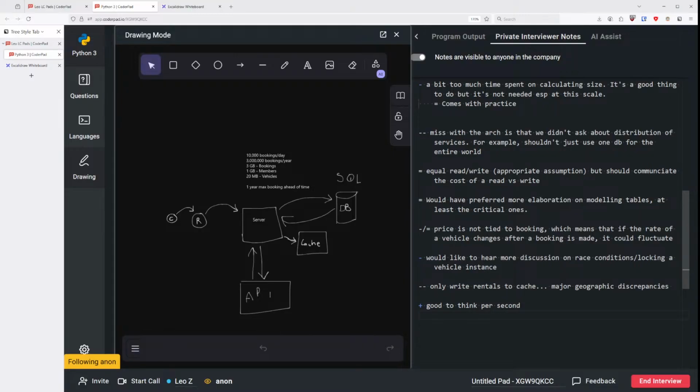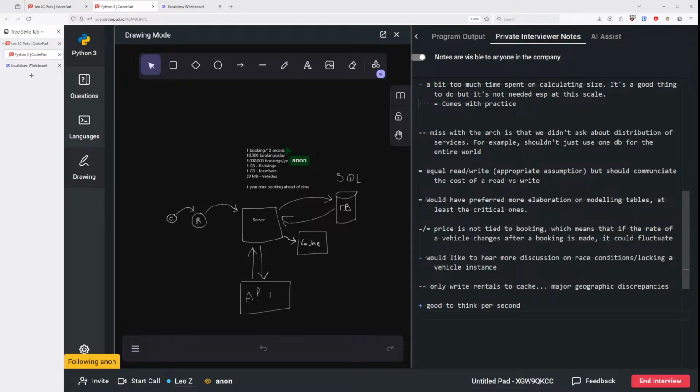Let's just call it 100,000 seconds a day. Then that would be 0.1 bookings per second. So we'll say one booking per 10 seconds.